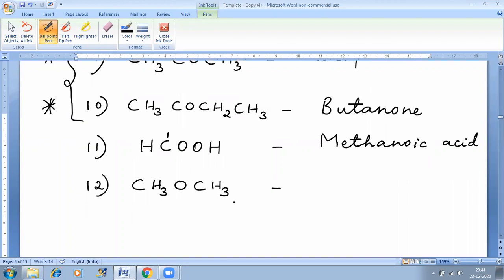What is this now? You have one oxygen atom which is attached to two different carbon atoms.